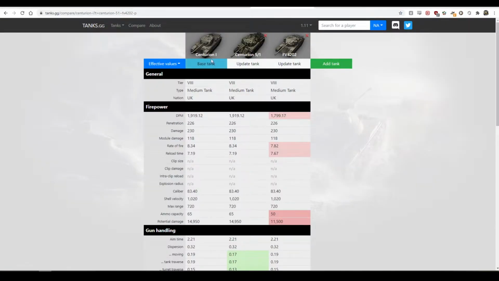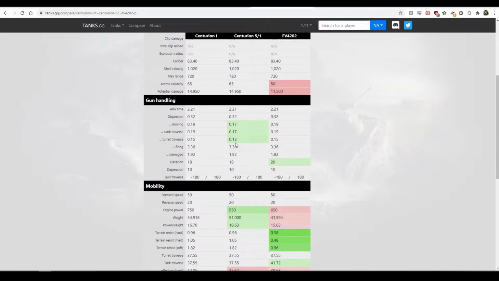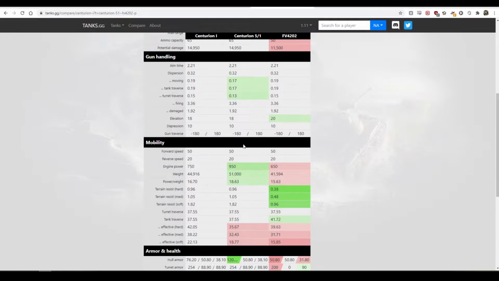Basically, I'm going to compare this thing to the standard tech tree Centurion, and this middle one is the Centurion 5-1, the one we're talking about, and this is the 4202, which is kind of the redheaded stepchild of the British medium tanks. They're fairly similar in a lot of ways, and you can read all this on Tanks GG yourself, so I won't read it to you, but the gist is you get about 10% better gun handling on the Centurion 5-1. But I believe that's somewhat offset by the fact that it's a tad bit faster. We talked about this in previous videos, the dispersion values are a function of the tank's speed. So because it tends to go faster, these good gun stats are somewhat offset by that.